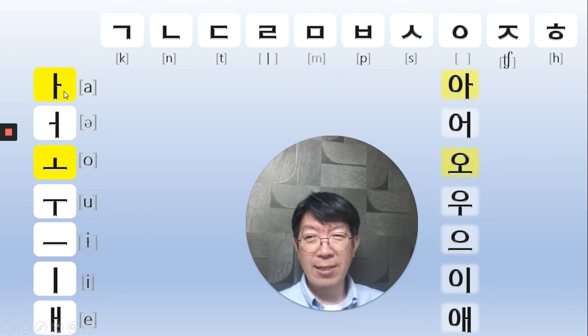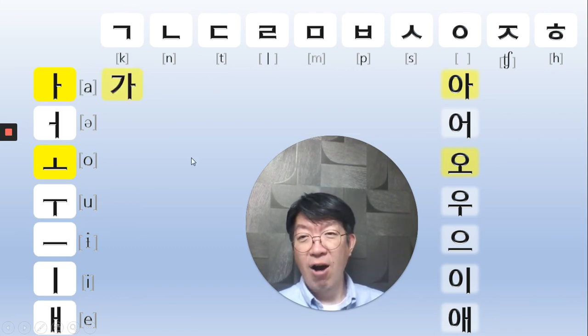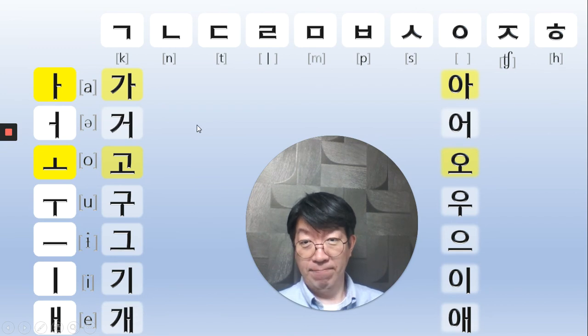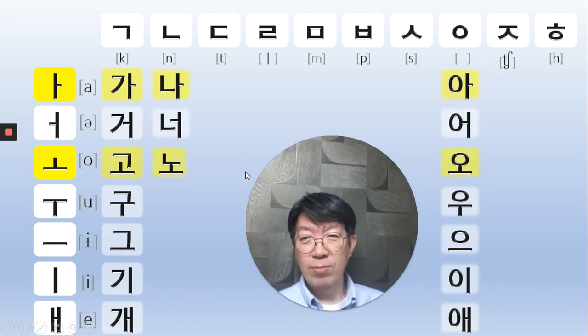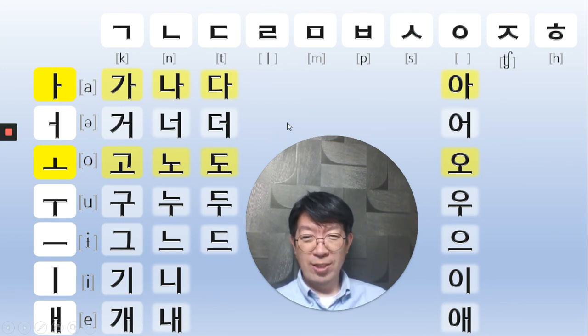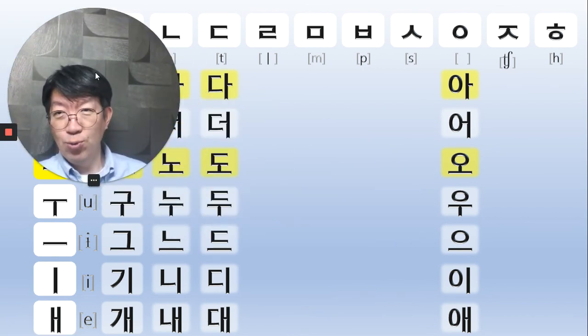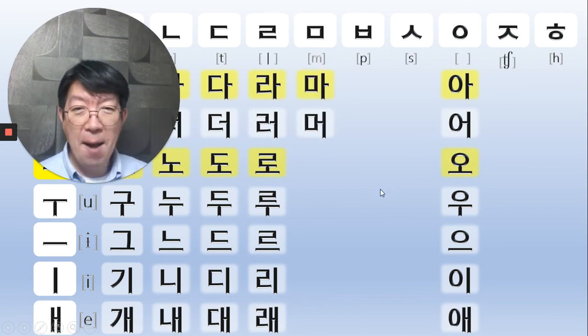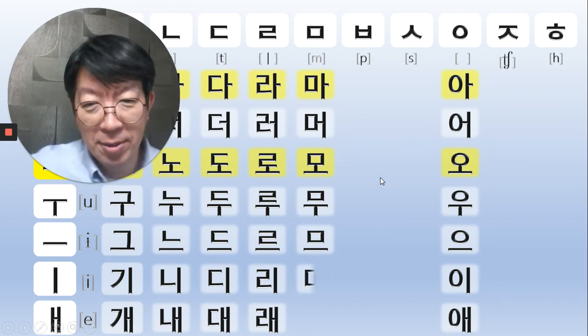Now we combine the first consonant g and a: ga, go, gu, ge, gi. How about na? Na, no, nu, ne, ni. Next one, da, do, du, de, di. La, ro, ru, ri, re. Ma, mo, mu, me.